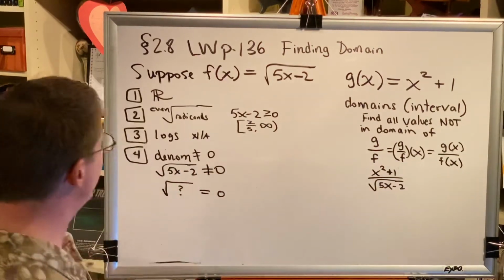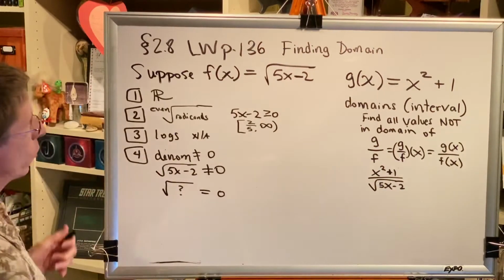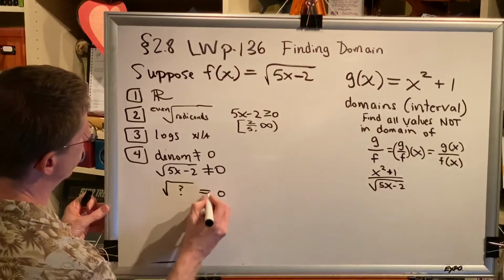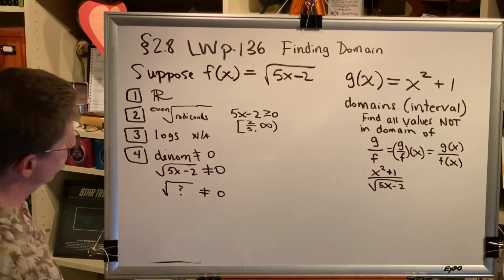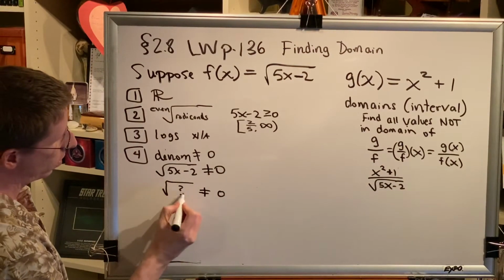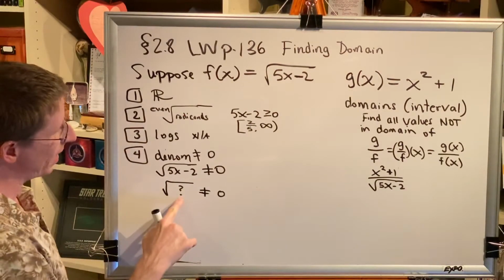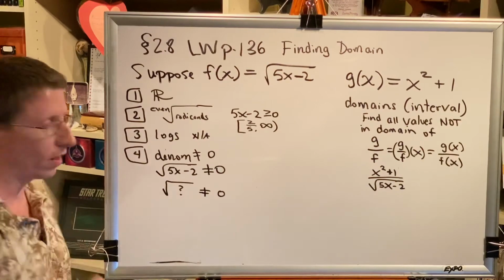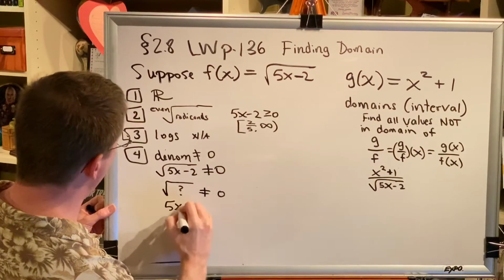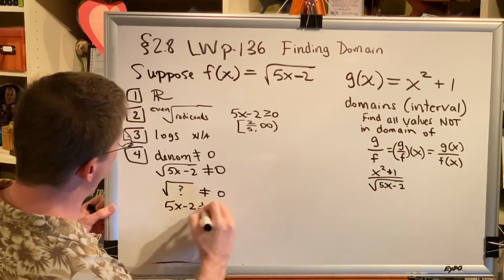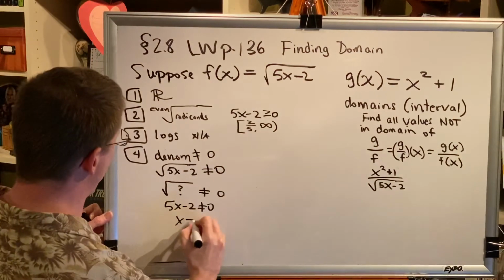So let's think about what it says in this particular problem. What it says in this particular problem is this thing under here, when you take the square root, is not allowed to give you 0. So that means that anything underneath is not allowed to be 0. So we get 5x minus 2 is not allowed to be 0, and therefore x is not allowed to be 2/5.